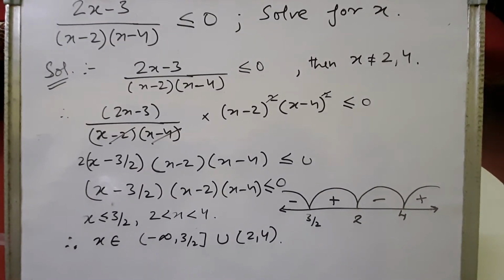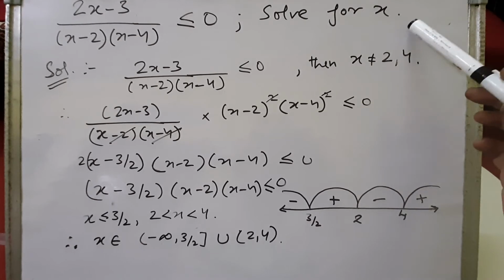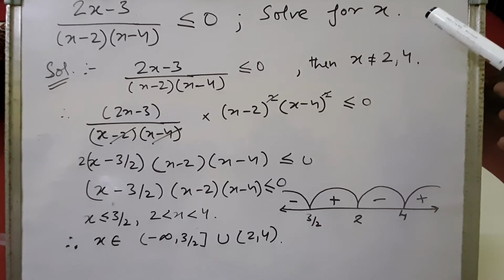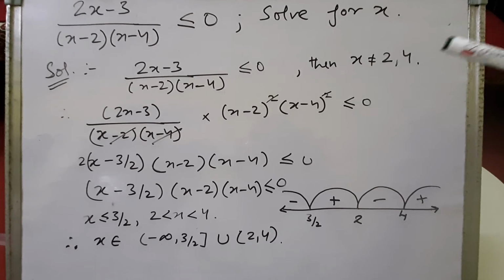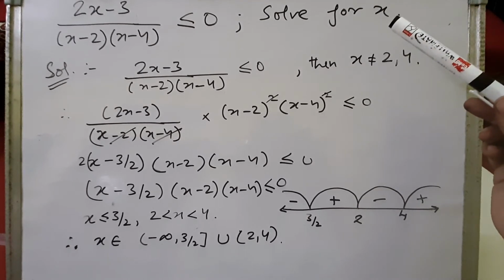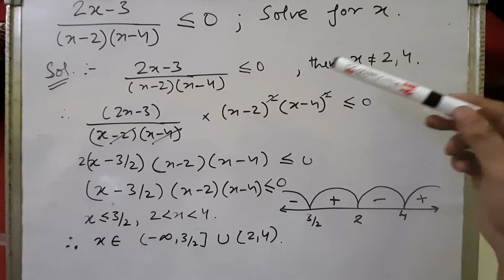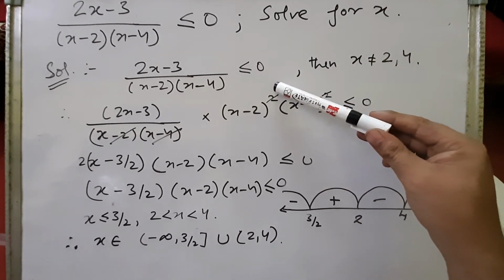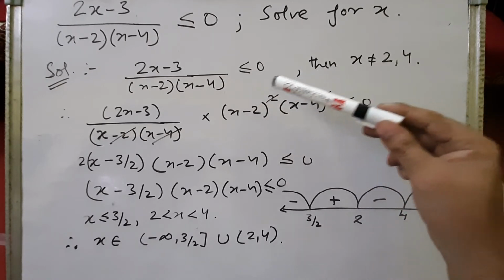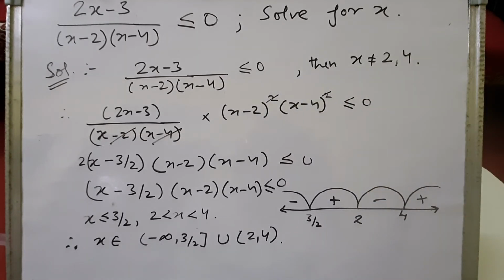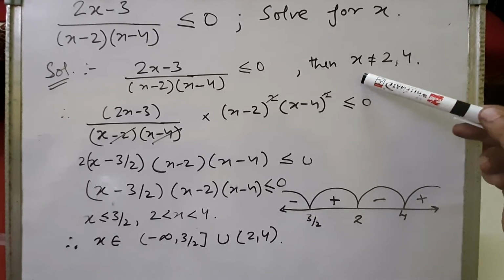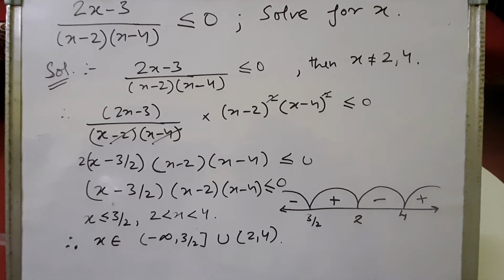Let's see, children. In this we have to solve the inequality for x, and the inequality given to us is (2x minus 3) upon (x minus 2)(x minus 4) less than or equal to 0. From the given inequality you can clearly see that the denominator of the inequality cannot be equal to 0. So that means the value of x cannot be equal to 2 or 4, right? These are the conclusions that we can obtain by observing the inequality.